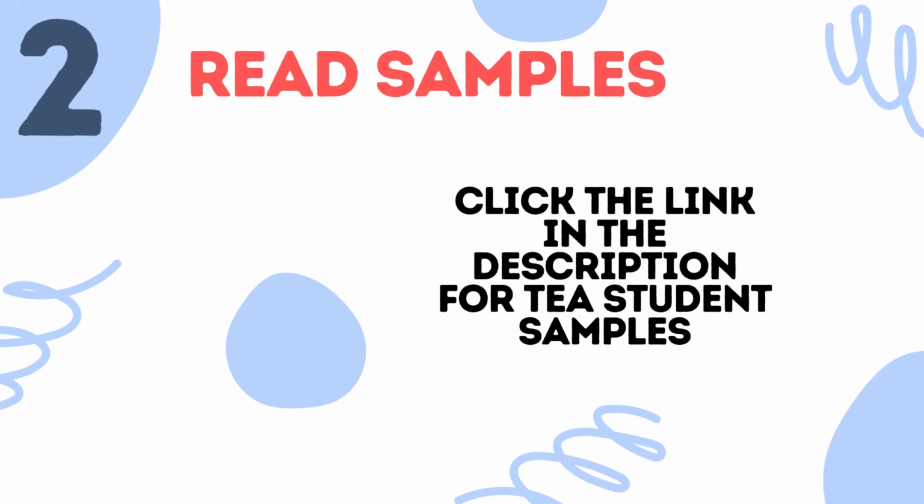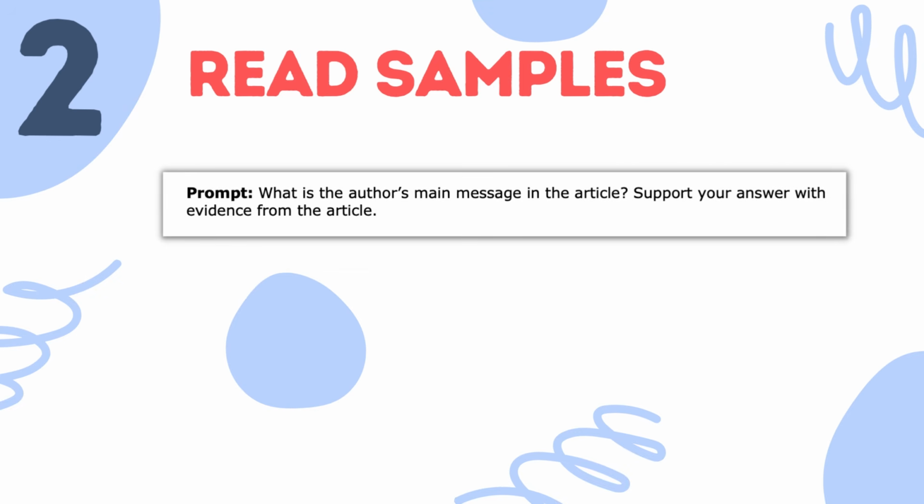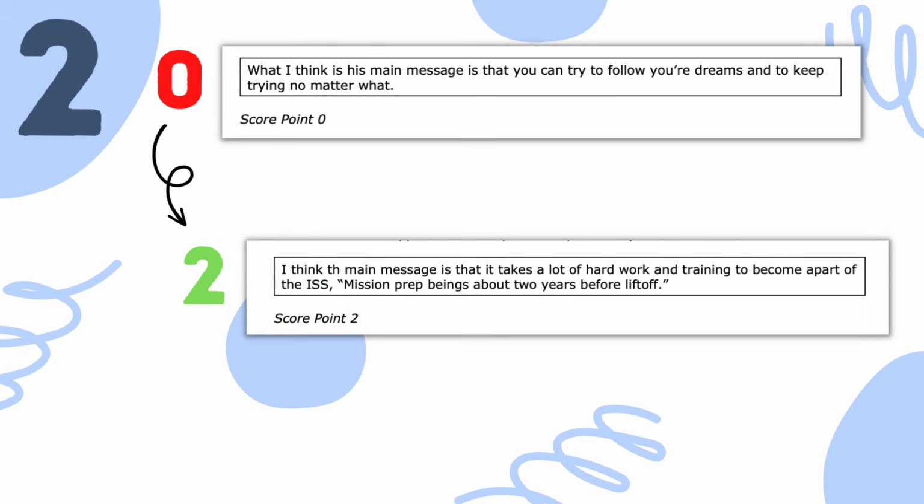I also included a link in the description from TEA student samples, and it really helps to read over what some of the examples are. So for example here, on this prompt, what is the author's main message in the article? Support your answer with evidence from the article. Here's an example of what a 0 looks like versus a 2.